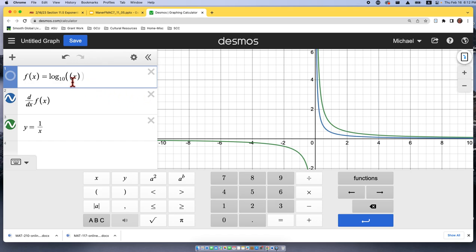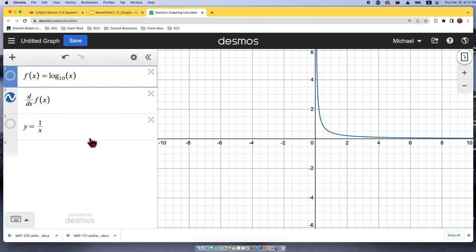I would have been fighting with it all night long. And then we'll get one of those parentheses out of there. So now, notice, let's turn this on. So this is log base 10, which is a common logarithm, and this is the derivative. So let's see if that's also just 1 over x.